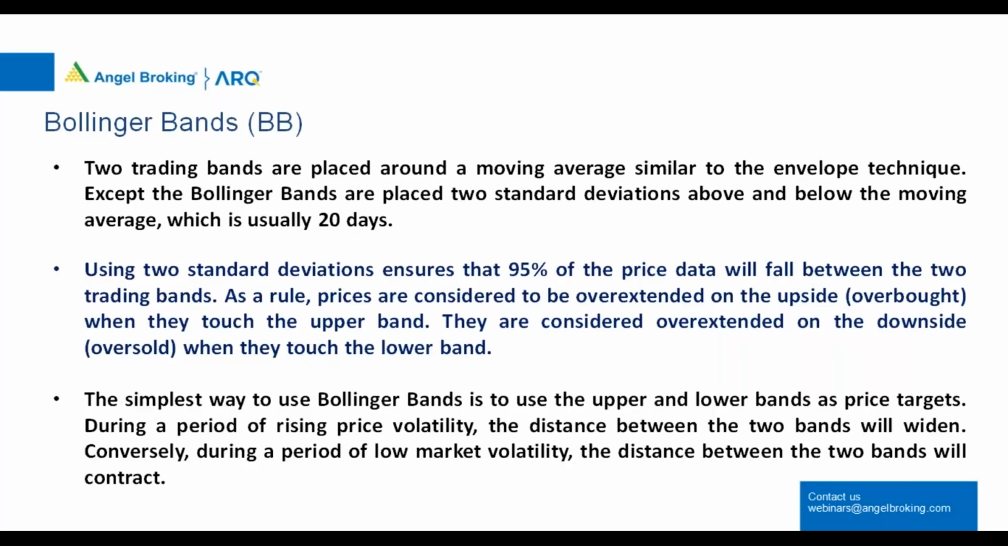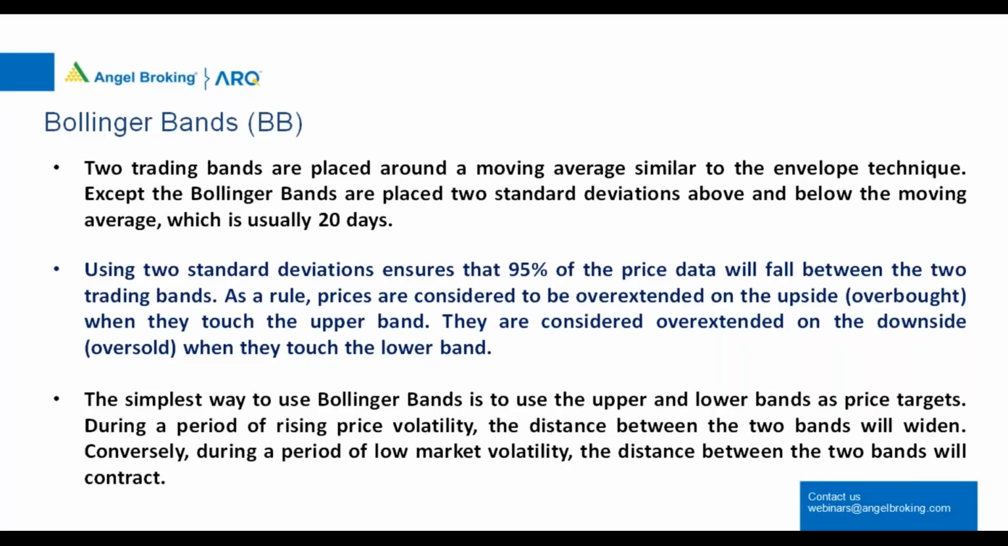As a rule, prices are considered to be overextended on the upside, that is overbought, when they touch the upper band, and they are considered overextended on the downside, oversold, when they touch the lower band. The simplest way to use Bollinger Bands is to use the upper and lower bands as price targets. So if you're buying anywhere in the band, you can use the upper band for a buy target, and if you're on the sell side, the lower band as your price target.